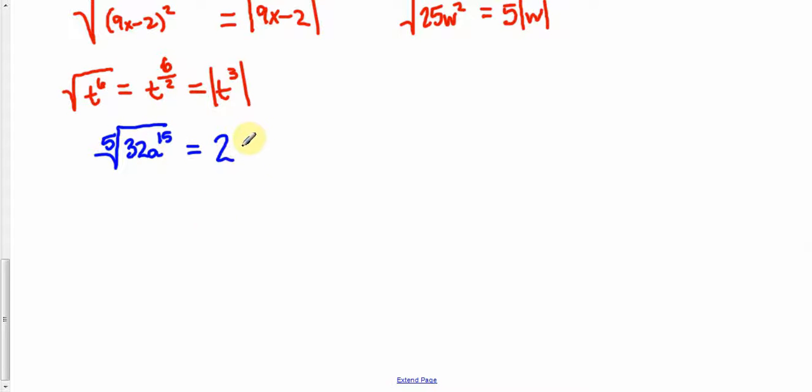Okay, and then as far as the variable goes, I taught you to take the power and divide it by the index, right? So the answer to this is 2a to the third. Now, I do not need absolute value bars because this was not an even index, was it? You have to start with an even index to have to use the absolute value bars.